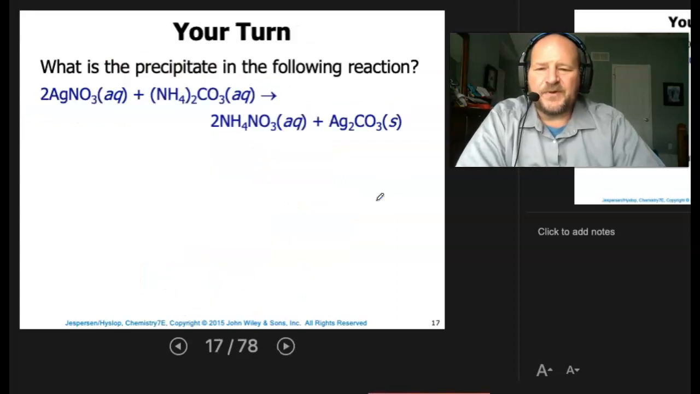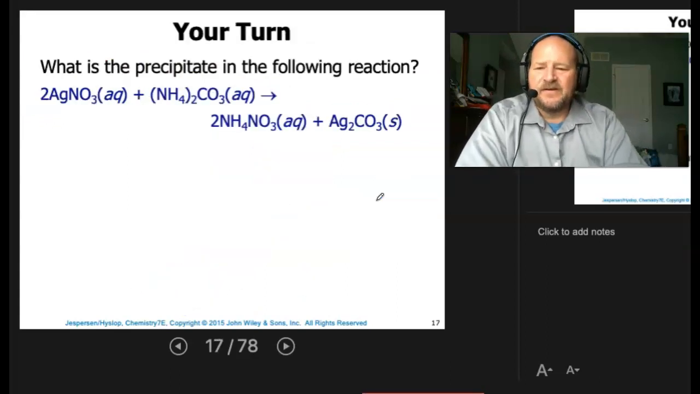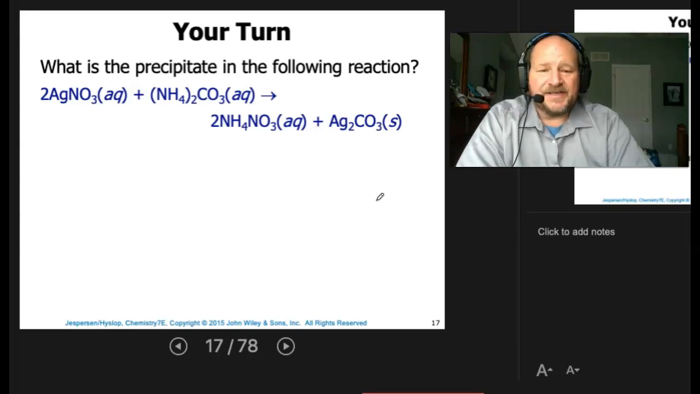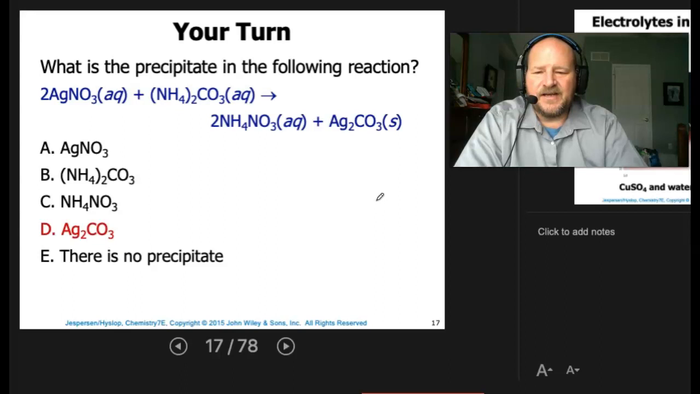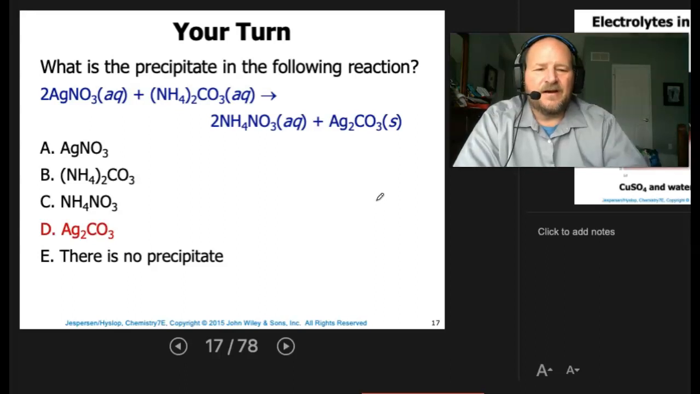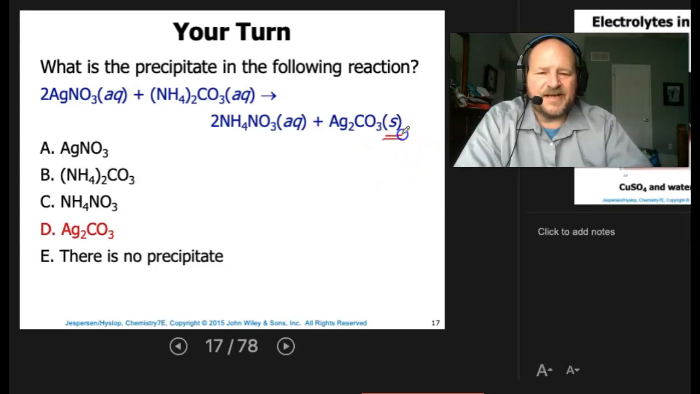All right, so what is the precipitate in the following reaction? We're going to take silver nitrate, aqueous, plus ammonium carbonate, aqueous, produces ammonium nitrate, aqueous, and silver carbonate, solid. So which one is the precipitate? Or the last option would be there is no precipitate. I'll give you a pause and hopefully you'll say silver carbonate. We can tell because of the solid. Okay, it is that straightforward.